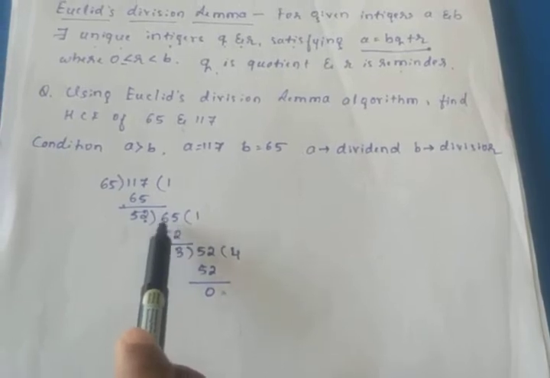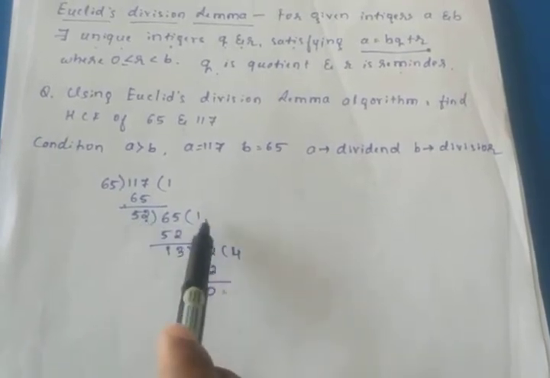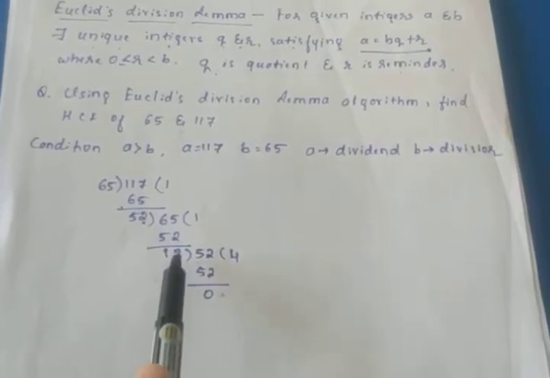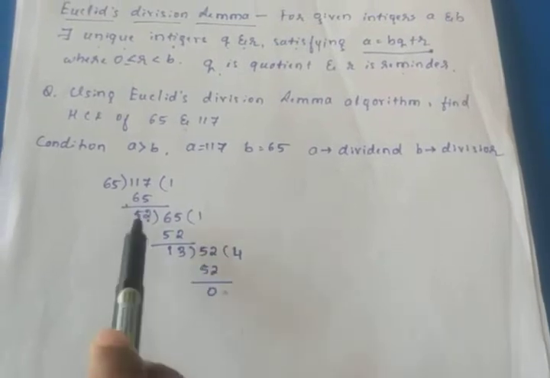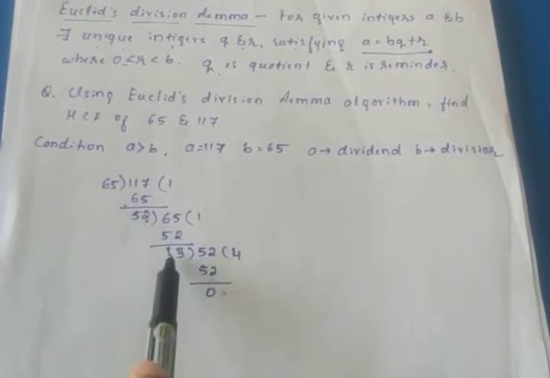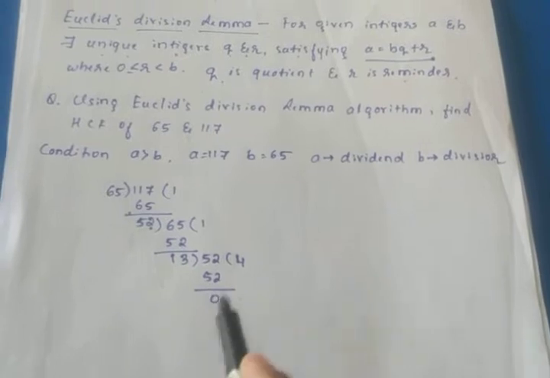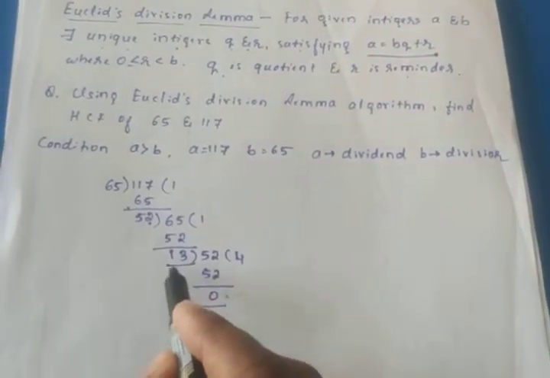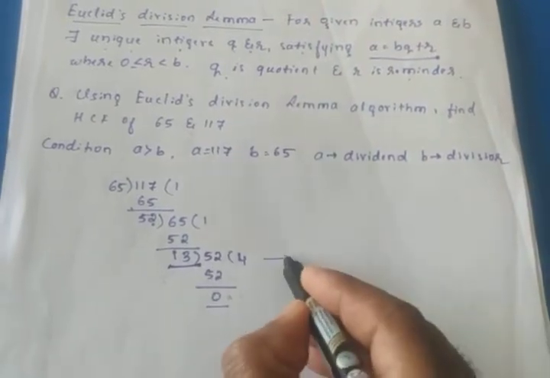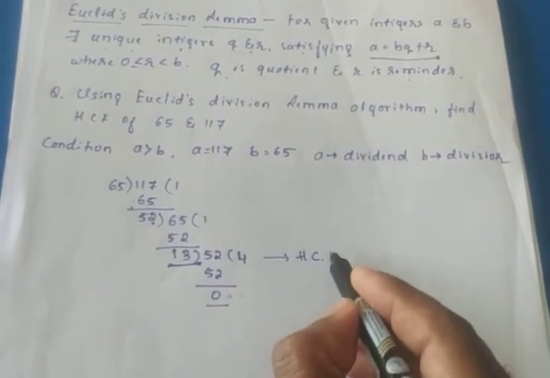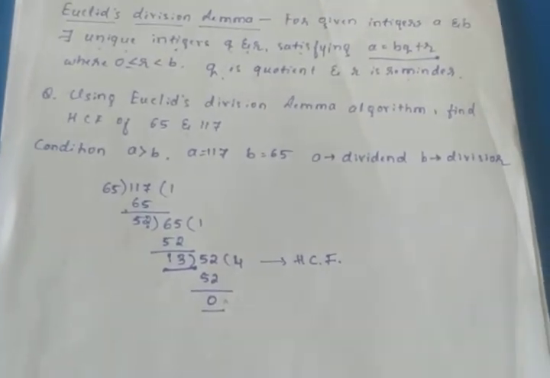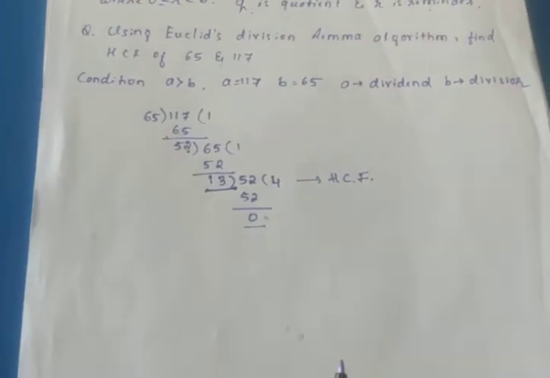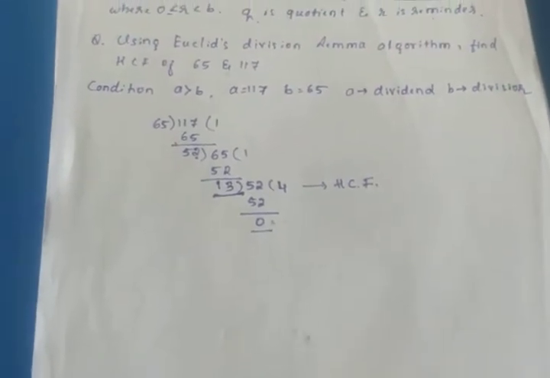Again, 65 is divided by 52. 52 ones are 52, and the remainder is 13. The remainder becomes the divisor and the divisor becomes the dividend. Again, 13 fours are 52, and the remainder is 0. Now the last divisor is your highest common factor. So this is how to find the HCF using the Euclid division lemma.